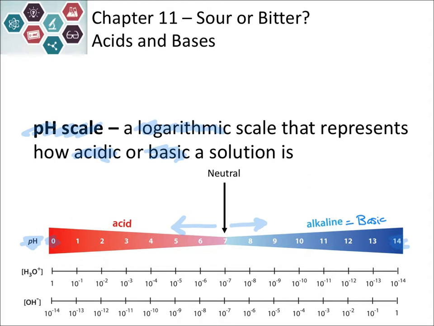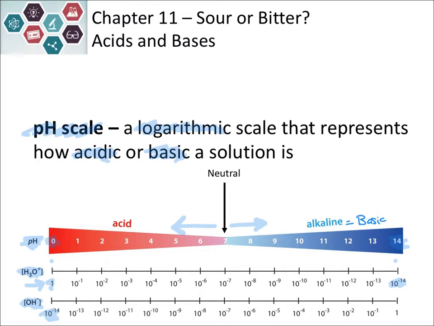What these numbers actually represent is the hydrogen ion concentration versus the hydroxide ion concentration. Now these concentrations are very small numbers, so notice our scale here runs from 1 down to 10 to the negative 14th, and the hydroxide's the opposite, 10 to the negative 14th up to 1. So to more easily understand these numbers, we convert it to a logarithmic scale. So we're dealing with 0 to 14.